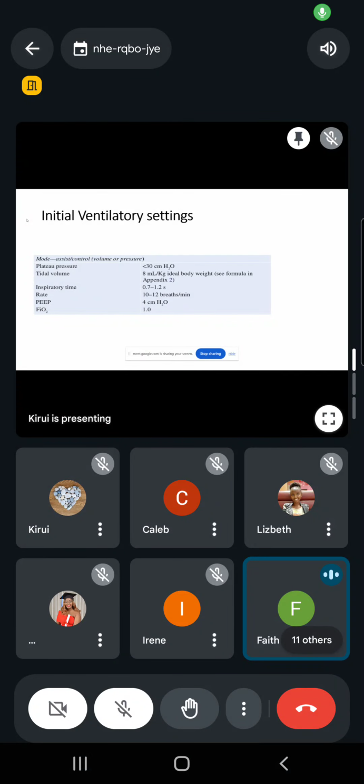Based on that, you set the machine with these targets that I've mentioned in the initial ventilatory settings. So that is clear. Next slide, please.